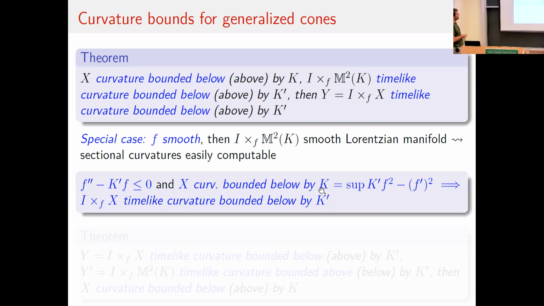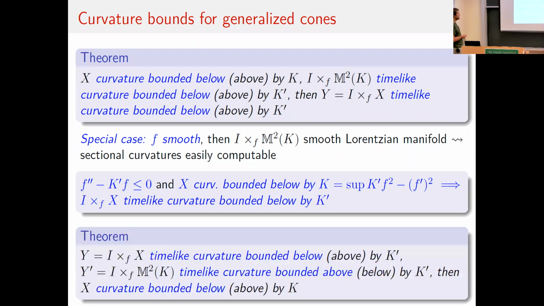And if X has curvature bounded below by K, which is given by the supremum of K prime F squared minus F prime squared, then this generalized cone has curvature bounded below by K prime. For curvature bounded above, it would be convexity. So this gives you a direction of having a curvature bound on X, and the assumption on F gives you a curvature bound of the generalized cone, but it also works in the other direction. Yes, it's positive.